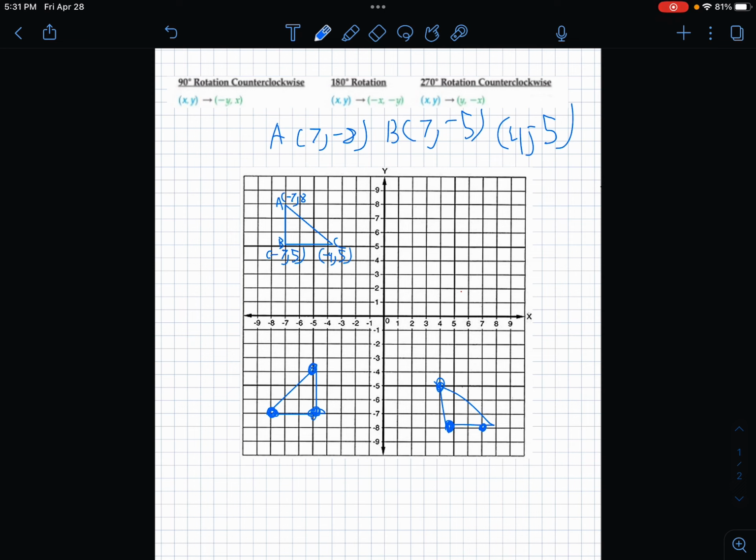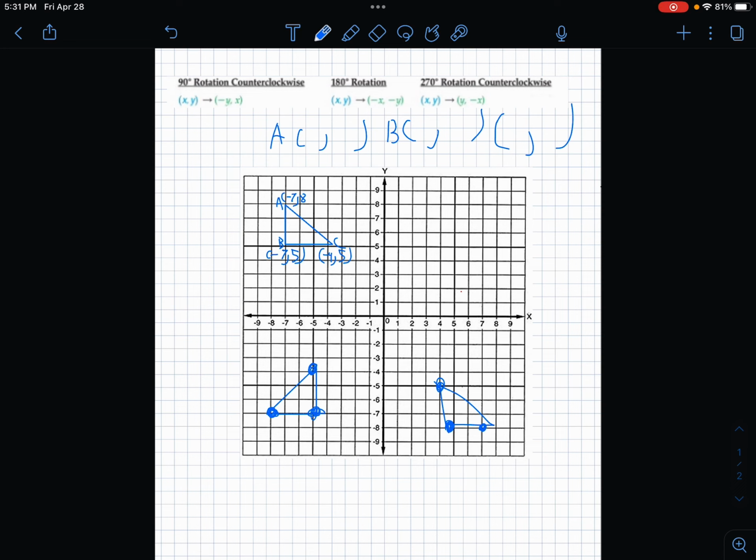And lastly, 270 counterclockwise rotation. If you're really thinking about your 270 counterclockwise, it's just a 90-degree clockwise, same thing. Now for this one, I'm just going to erase the numbers. This one you're doing the same thing as a 90 degrees counterclockwise, but instead of making y the negative, you're now making x the negative.